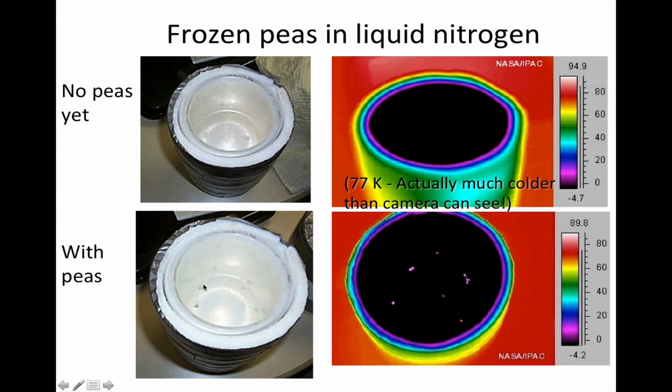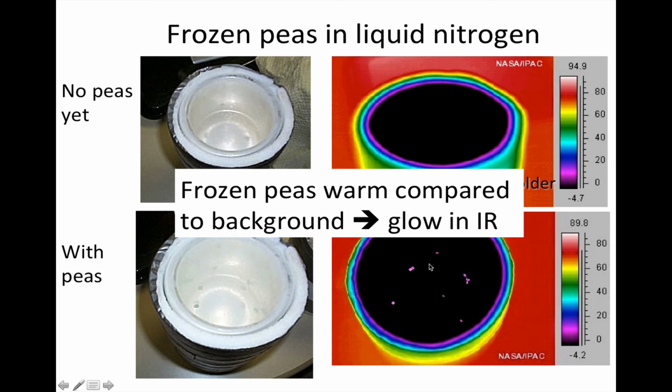Now I'm going to add some frozen peas into the liquid nitrogen. And even though the peas are cold, they are still warmer than the background. And this is what is going on in space. The things that we're looking at are cool, but they're warm compared to the background, and so we can see them glowing in the infrared.